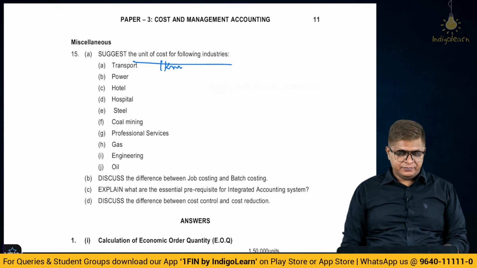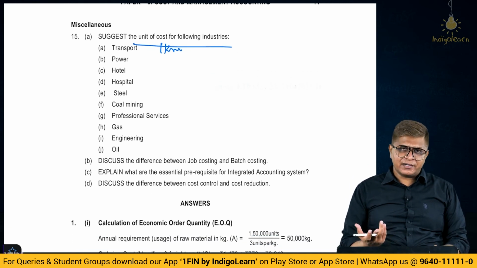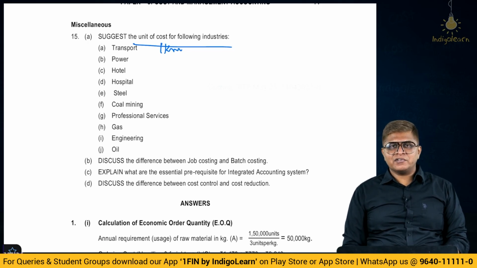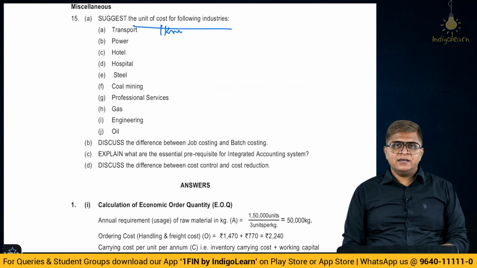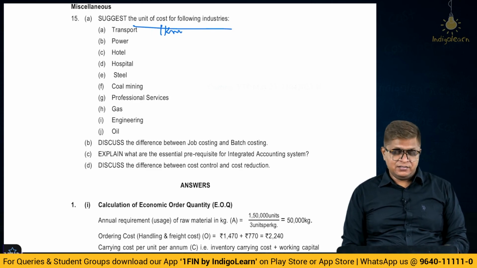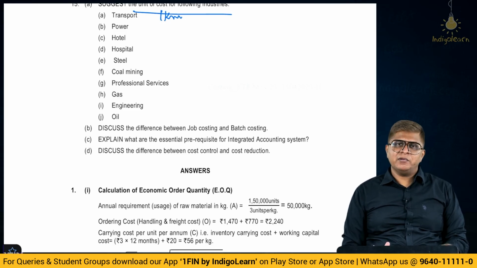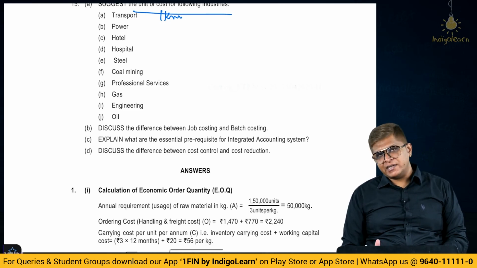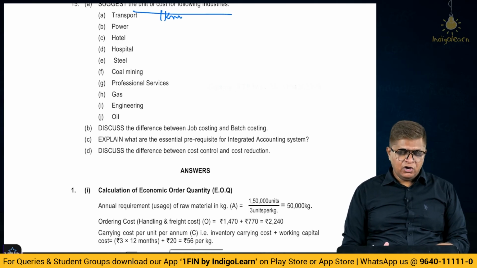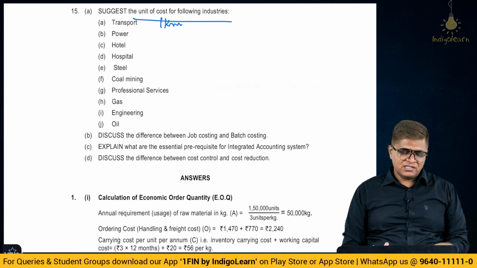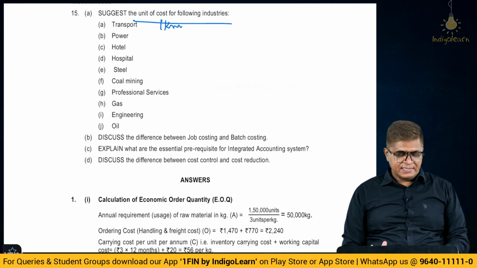Steel per ton, coal mining per ton or per quintal maybe. Professional services can be per hour, it can be per job, it can be per contract. Gas per cubic feet. Engineering, again it can be maybe per job, or per contract, or sometimes it can also be per hour of engineering time. Oil per liter, per ton, and so on and so forth. So these are some cost units which can be suggested.